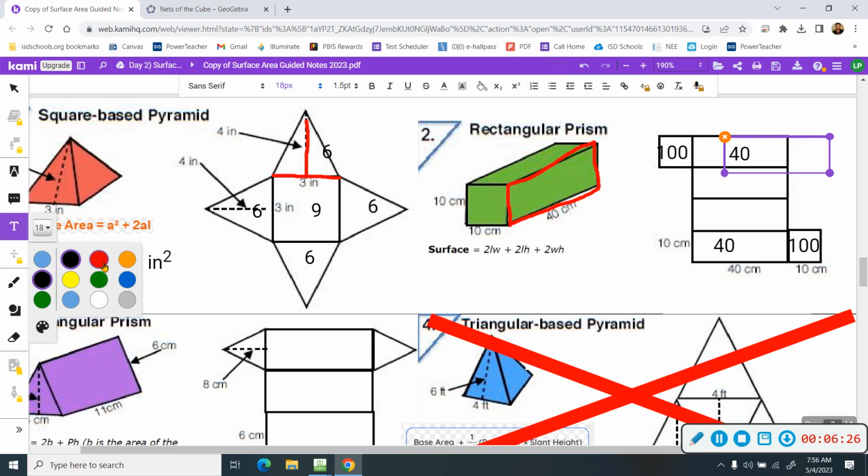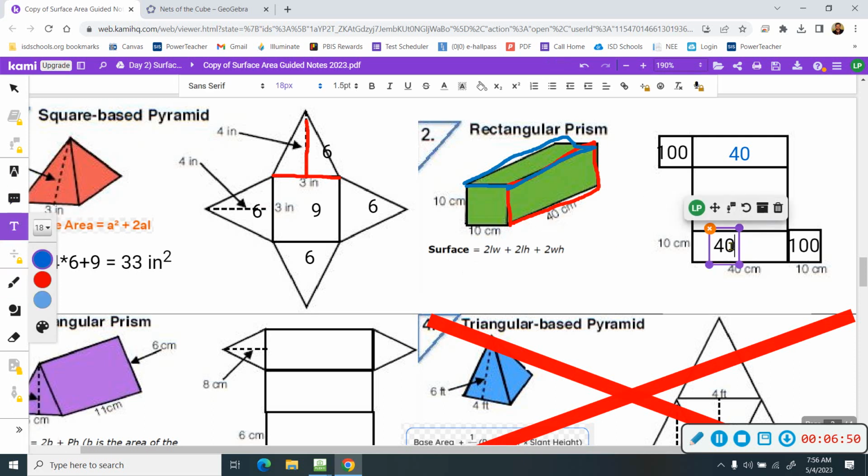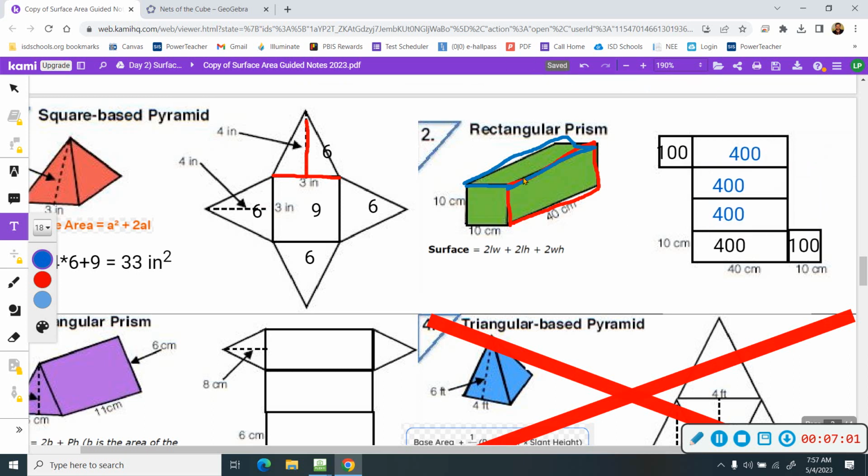You then have the top. And the top is 10 by 40 as well. And 10 by 40, oh, oops. This is 10 by 40, that should actually be 400 over here. 10 times 40 is 400. The top and bottom are also 400. So essentially what I found was the right and left are 400, the top and bottom are 400.